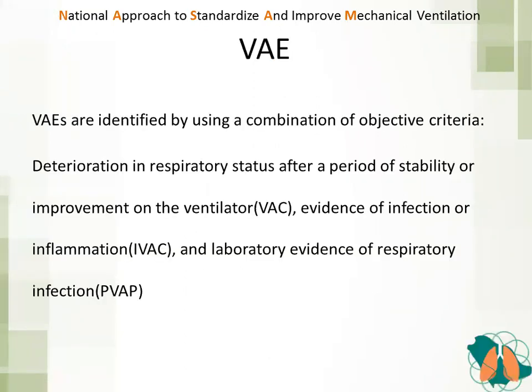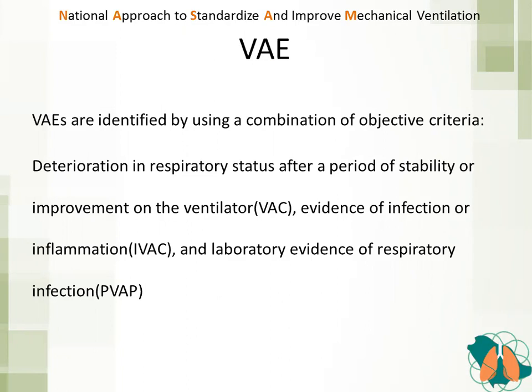So, associated events are identified by using a combination of objective criteria. The first one is deterioration of respiratory status after a period of stability or improvement on the ventilator. That's called ventilator-associated condition. This is the first part of the ventilator-associated event: the deterioration of respiratory status after a period of stability or improvement on the ventilator.